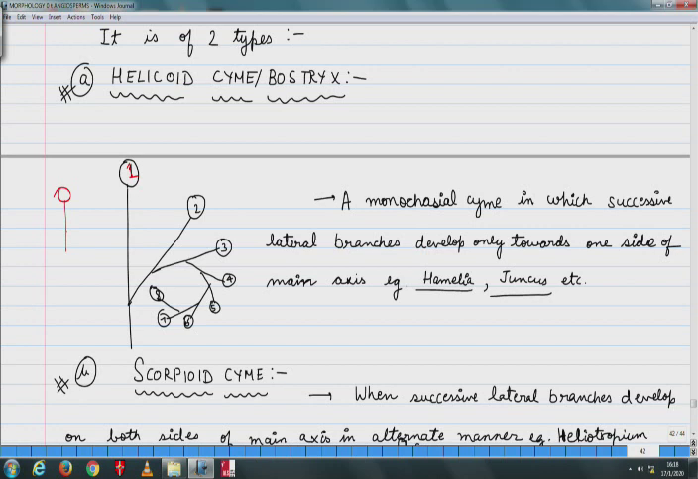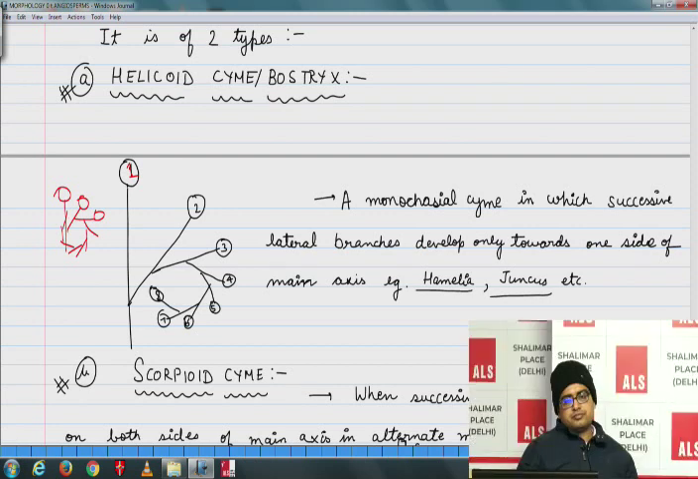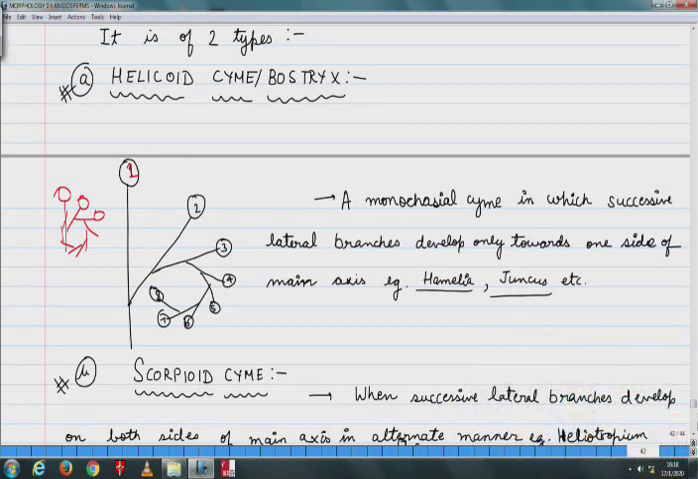Okay, so it is going like this. First this flower is there, then there is a branch. From this branch, one flower is coming. Third flower, fourth, then fifth, sixth, seventh, eighth, ninth, 10th, like this. So it is running like a staircase. Like a helix, like a spring. So we call it helicoid cyme or bostryx. Example is Hamelia, Juncus.